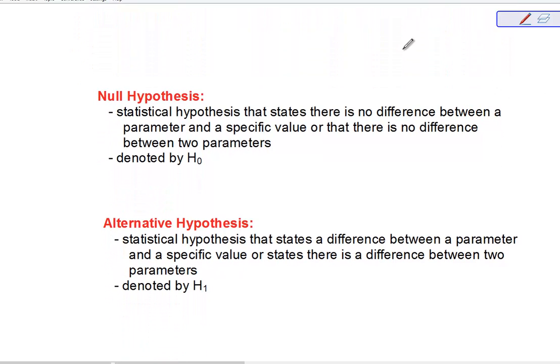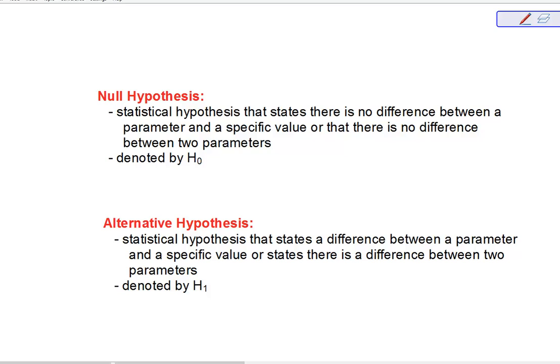In hypothesis testing, we have two different types of hypotheses. And we'll have each of these hypotheses in all hypothesis testing. The first is what we call the null hypothesis. The null hypothesis is a statistical hypothesis that states there is no difference between a parameter and a specific value, or that there's no difference between two parameters. It's denoted by H naught.